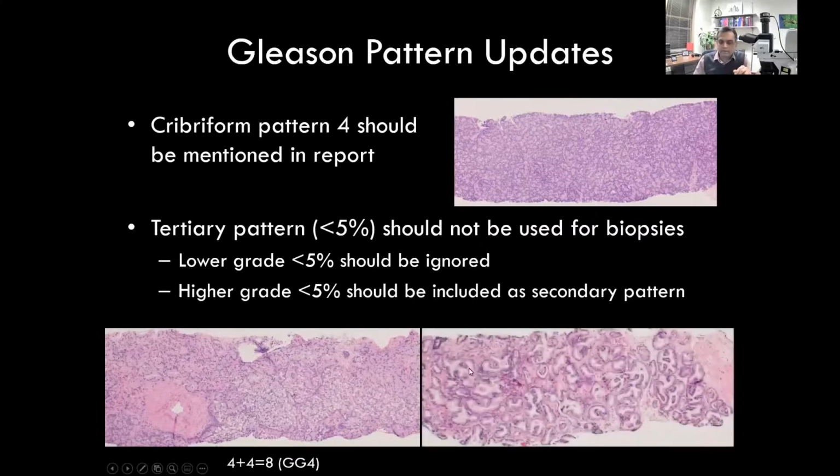In contrast, let's take this situation where you get a higher grade, this glomeruloid formation, which is still less than or equal to like 5%. So in this situation, you should not ignore this. In fact, you should take this as a secondary score and make this 3+4 equal to 7, grade group 2 instead of 3+3 equals 6. That's what it means by higher grade less than 5% should be included as a secondary pattern.